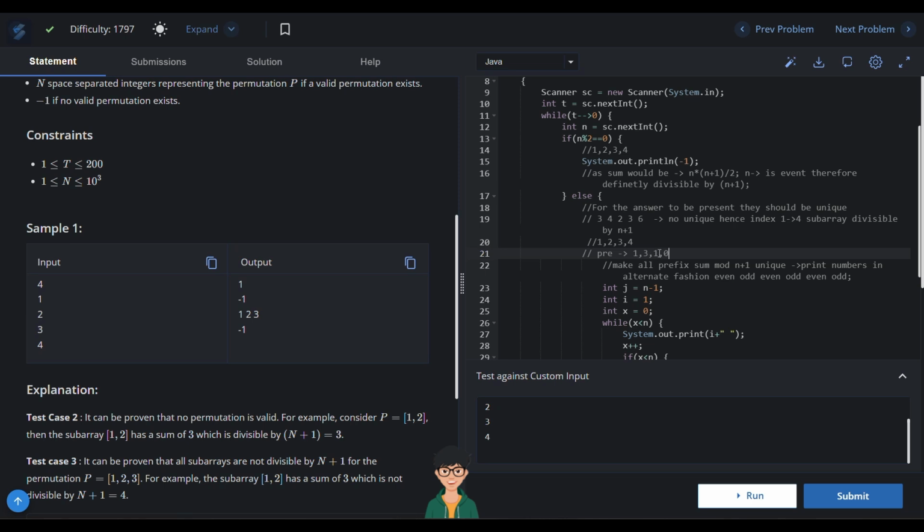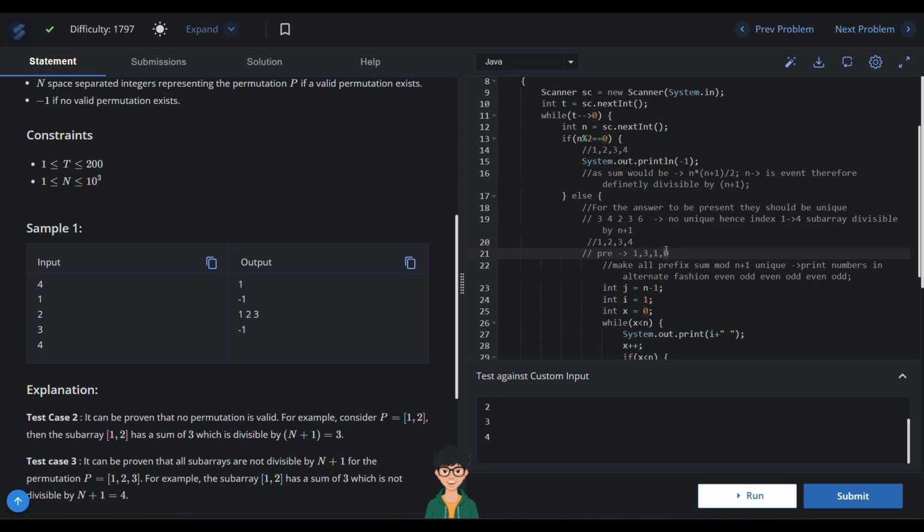Now you can see the elements are repeating, 1 and 1. What does this mean? That till here we were getting the same remainder, and till here also we are getting the same remainder. That means this part of the array will be divisible by 5, and we can see here that 2 plus 3 is divisible by 5. So if the prefix sum mod n plus 1 array contains any duplicates, or contains 0, then some subarray will be divisible by 5.